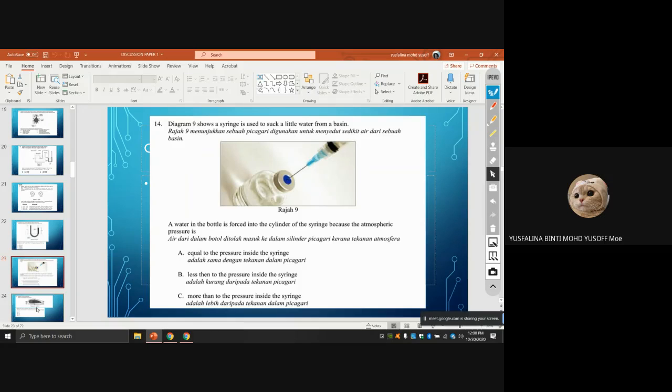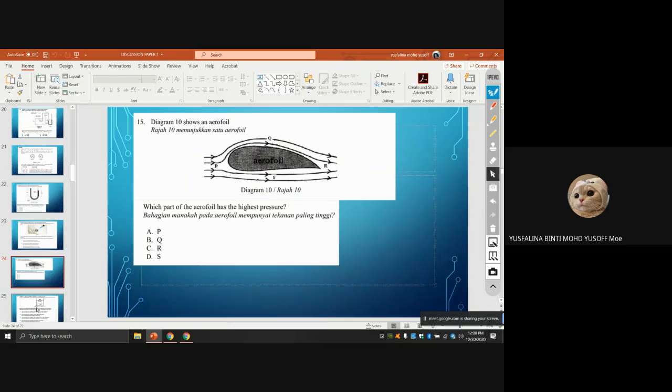Right, next one. This one is Bernoulli. Diagram 10 shows an aerofoil. Which part of the aerofoil has the highest pressure? Of course S. Because the velocity is lower, the pressure is higher, so it will produce a lift force and we will go upward. So this one is also Bernoulli.